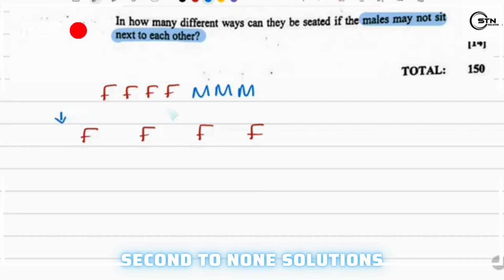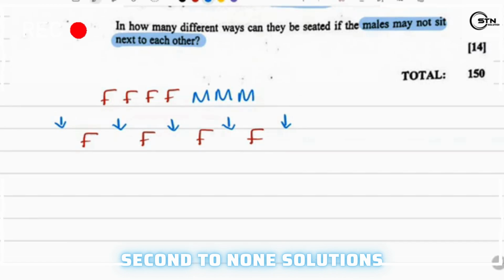We could put them here. You could put a male there. You can put them here, here, here, and here. So if they're in between the females like that, in any of these 5 places, then they're not going to be next to another male. So the males can be seated in these 5 places, but remember that there are only 3 males.